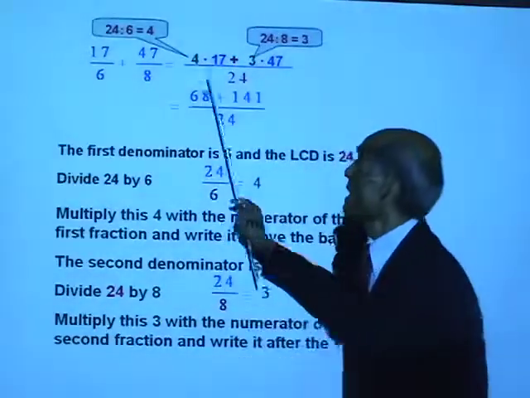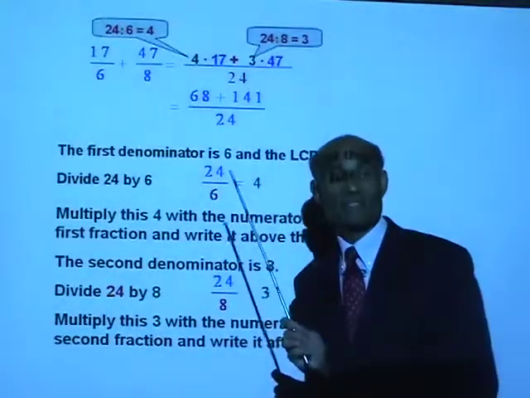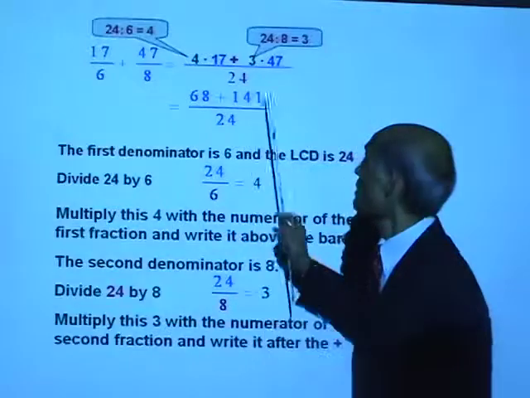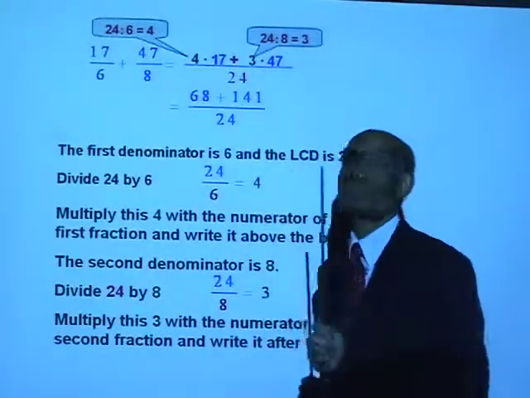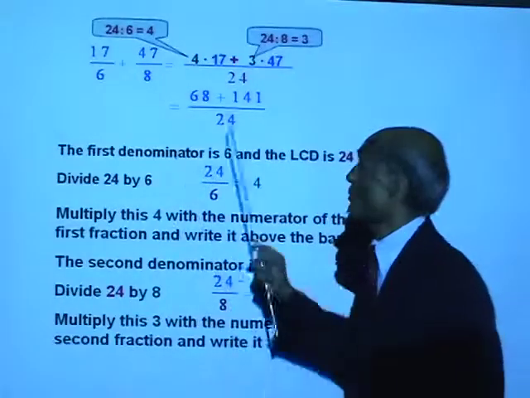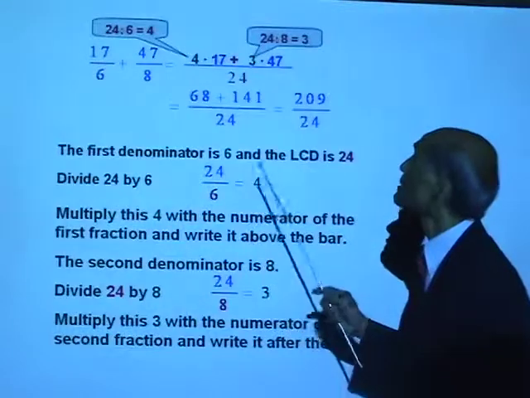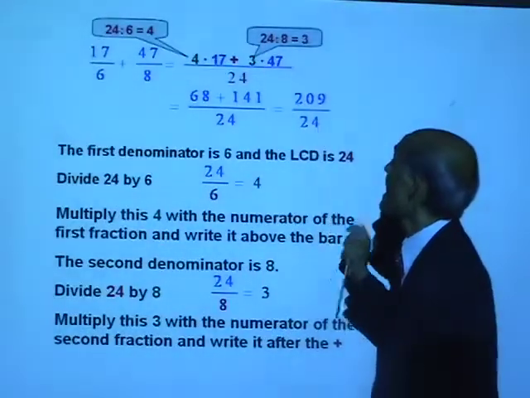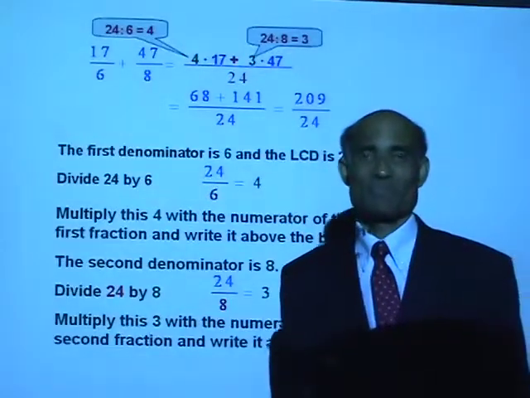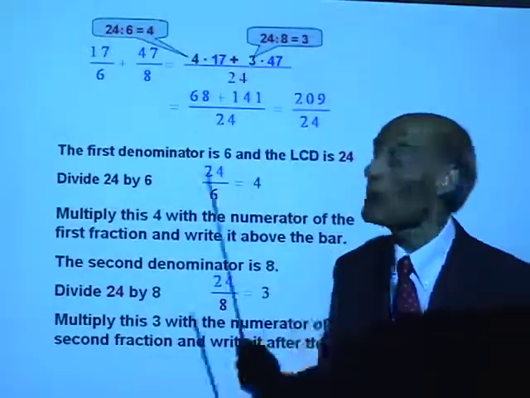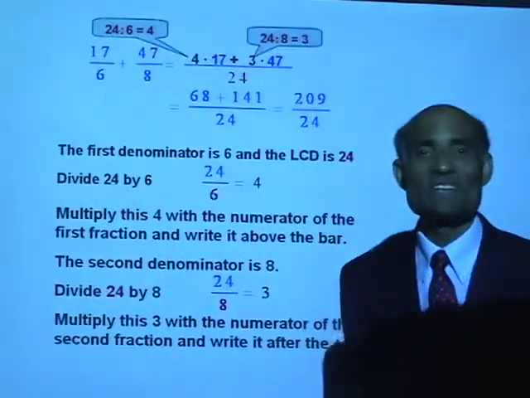Okay? Now 4 times 17 is 68. Right? You know that. And what is 3 times 47? Is 141. Well, add the two numbers on the numerator now. My numerator is now 209 and my denominator is 24. Okay, the question is, how many 24s are there in 209?